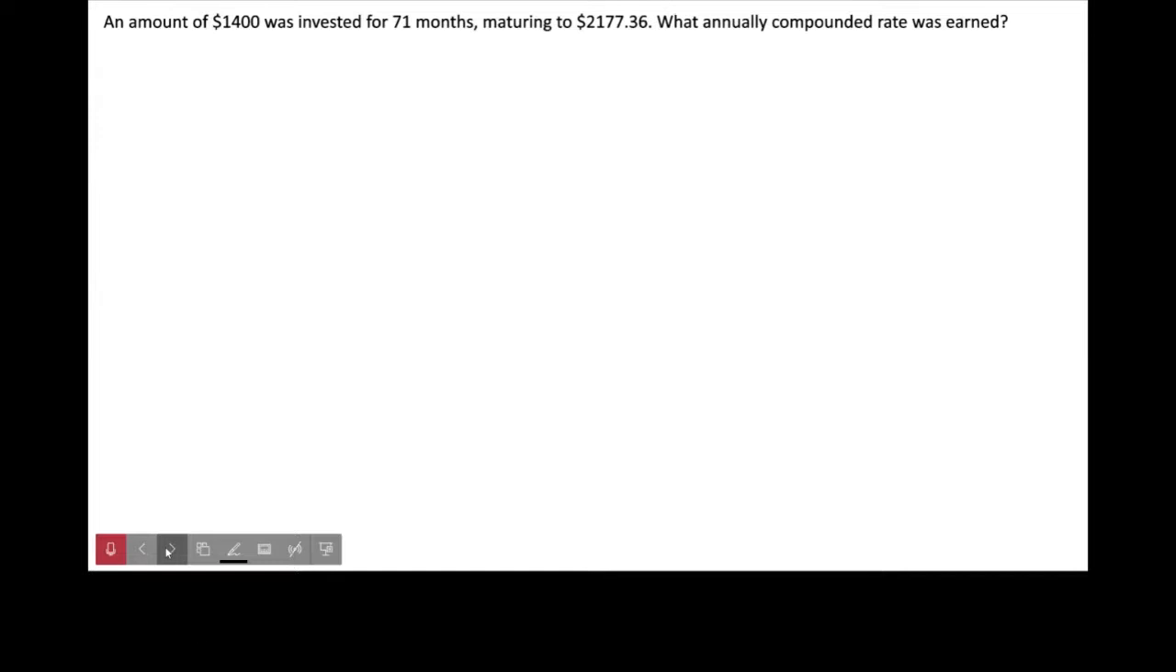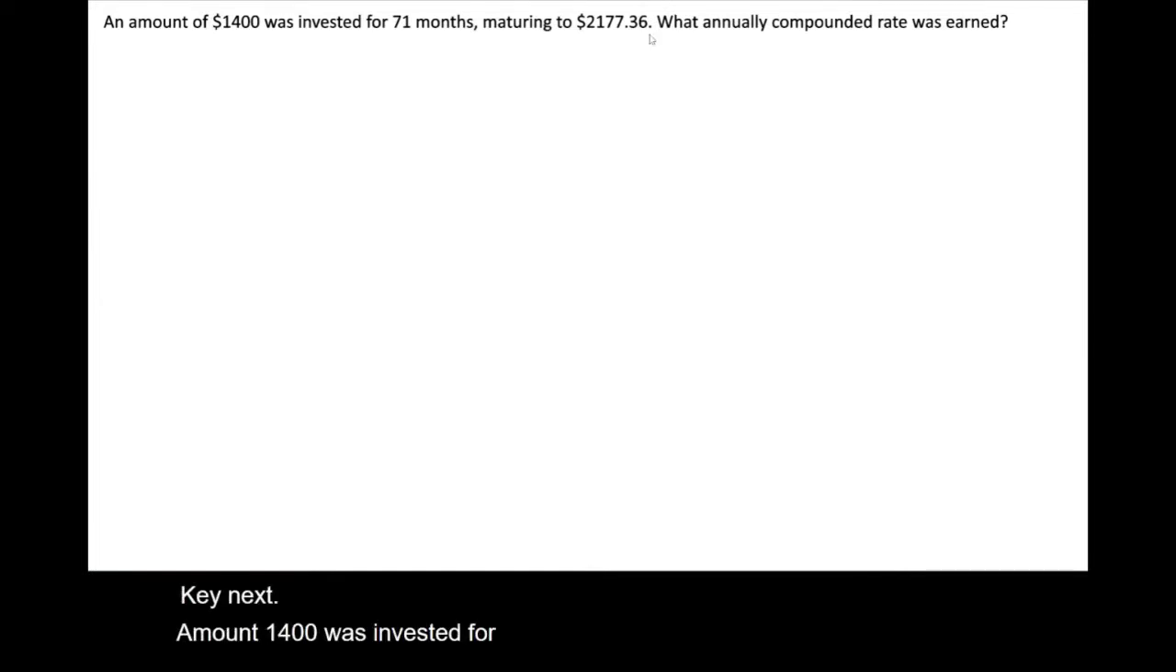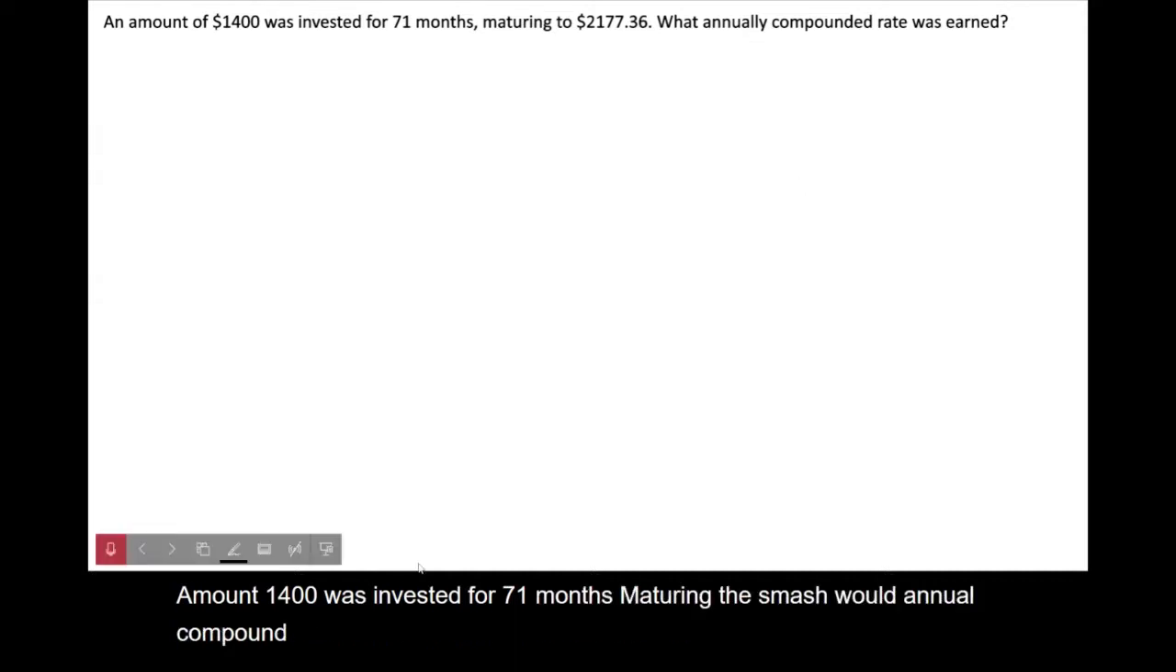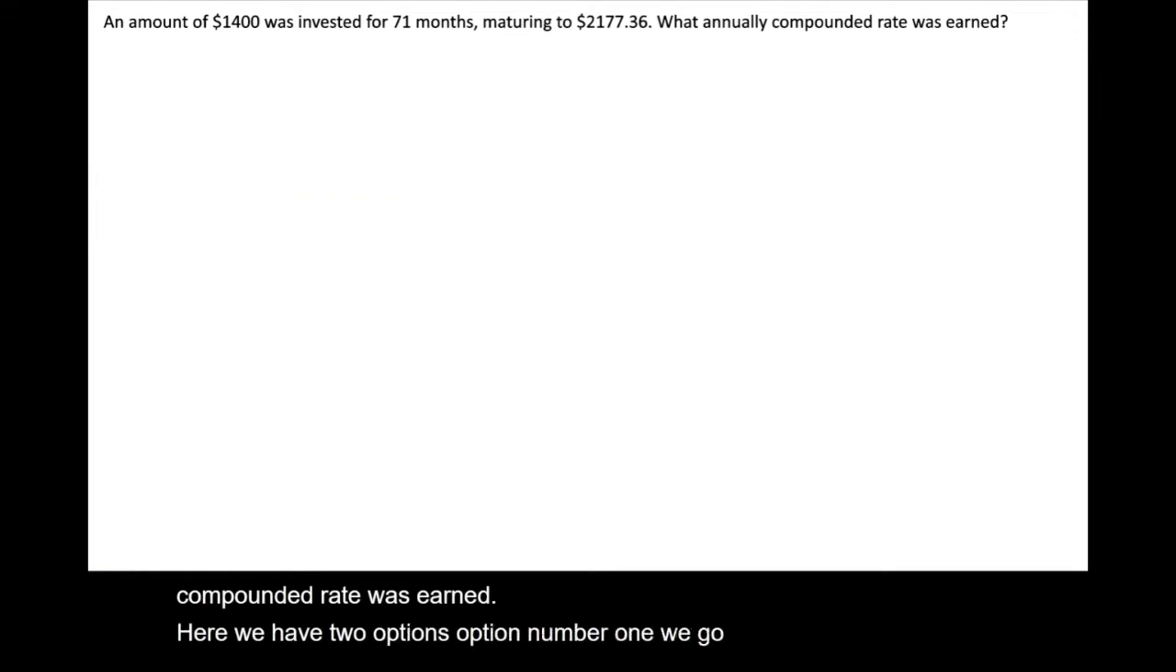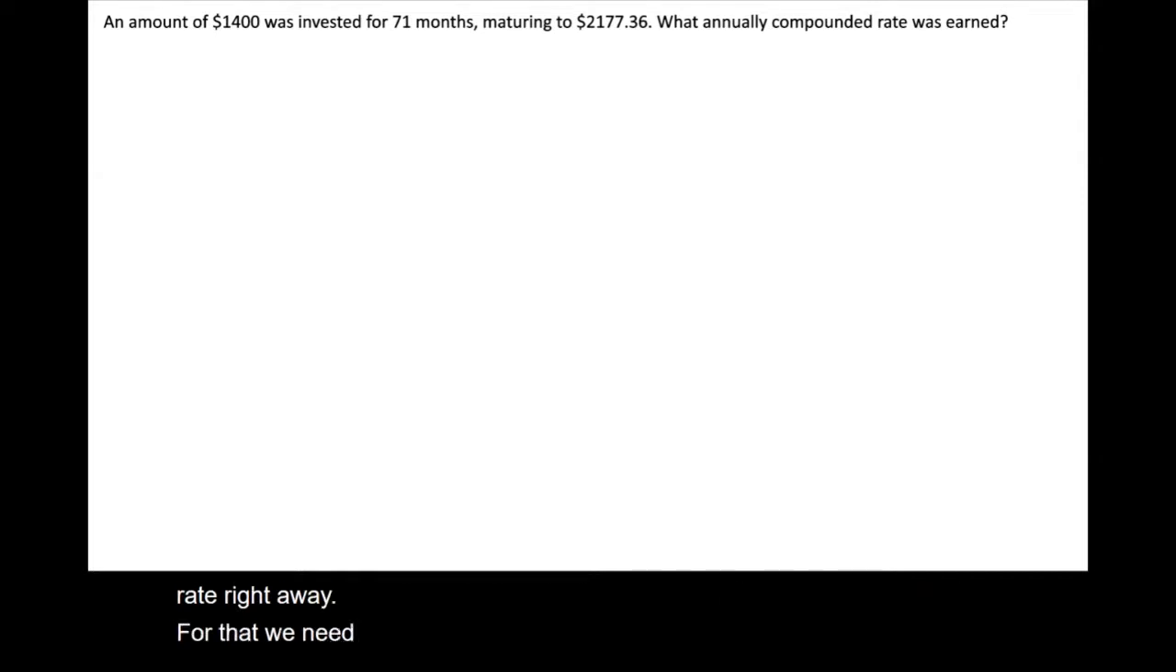Okay, next. Amount 1,400 was invested for 71 months, maturing this much. What annual compound rate was earned? Here we have two options. Option number one, we go for annual compounded rate right away. For that, we need to find n.